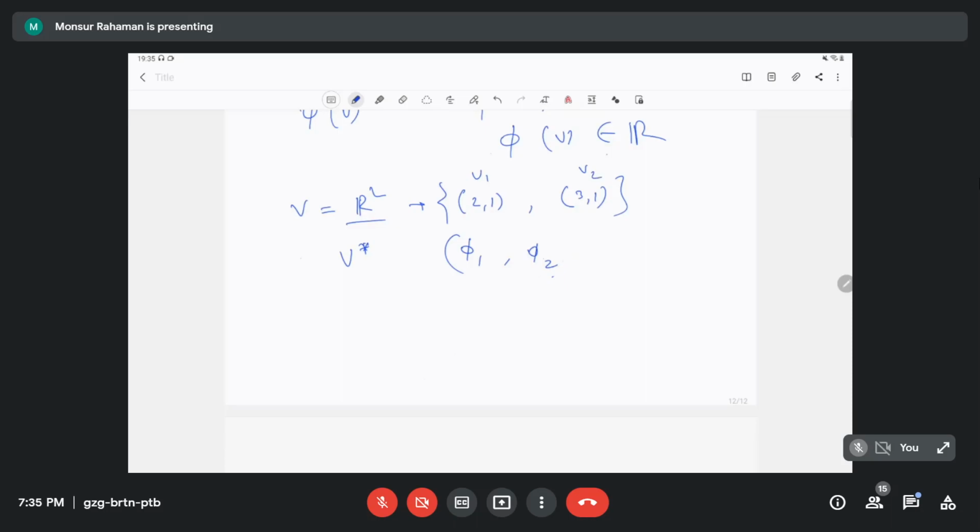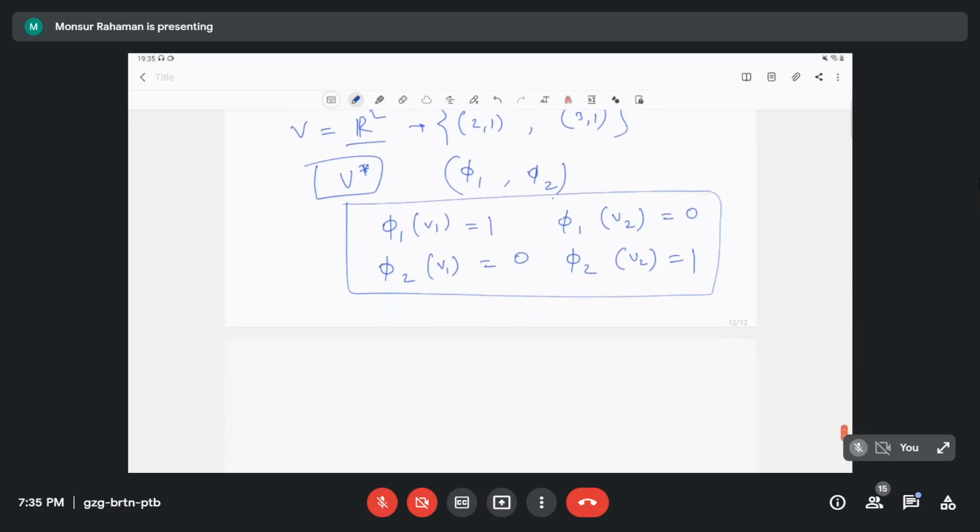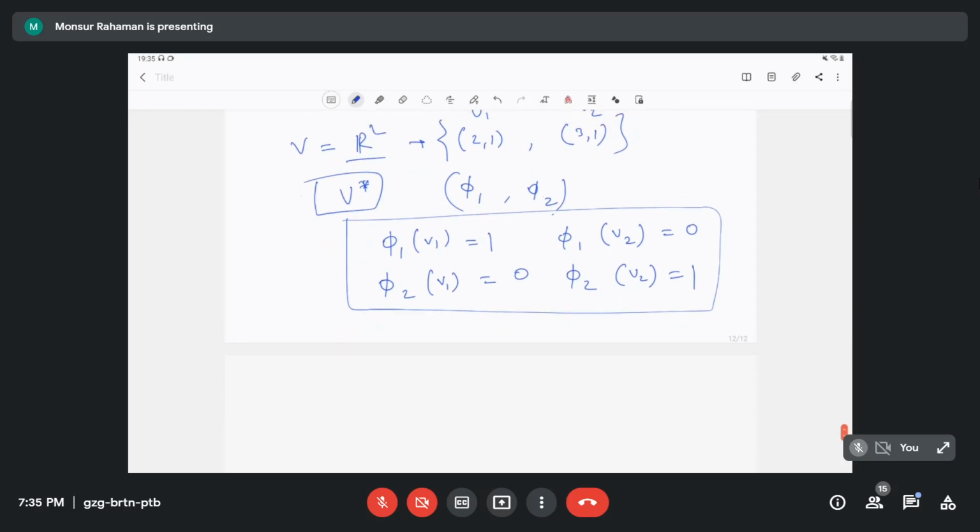You know the result that if you send V1 to phi 1, it will give 1, and phi 1 of V2 results 0, and phi 2 of V1 is 0, phi 2 of V2 is equal to 1. This is the result. So from this result, you have to find phi 1 and phi 2, the functions which will be the basis of V star. Okay. So what will happen in this? You have to consider, what do you have to consider? All about the constants, the coefficients.